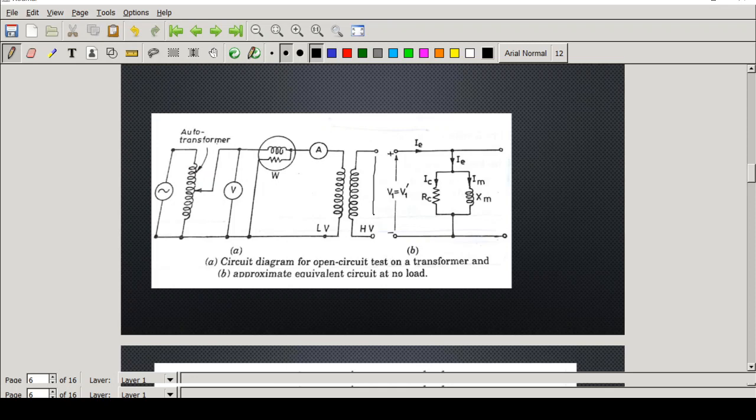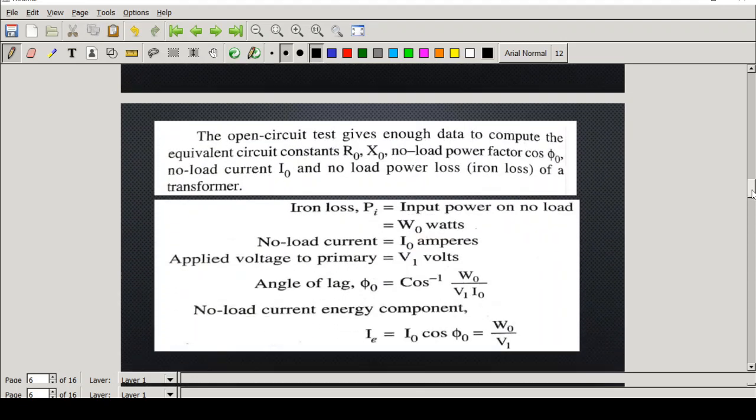Now our next task is to find the parameters. I will take this current as I0, the no load current, this as IE, this as R0, this as X0, and this as Im. So we are going to find all these parameters now. For that we will use the various equations which we have already learned. That is why I told you that this equivalent circuit actually represents the various equations which we have learned.